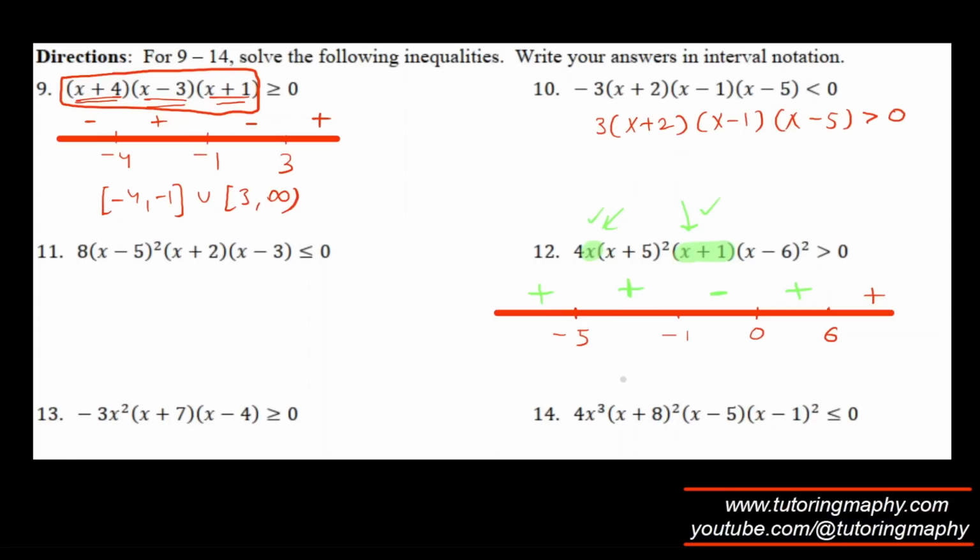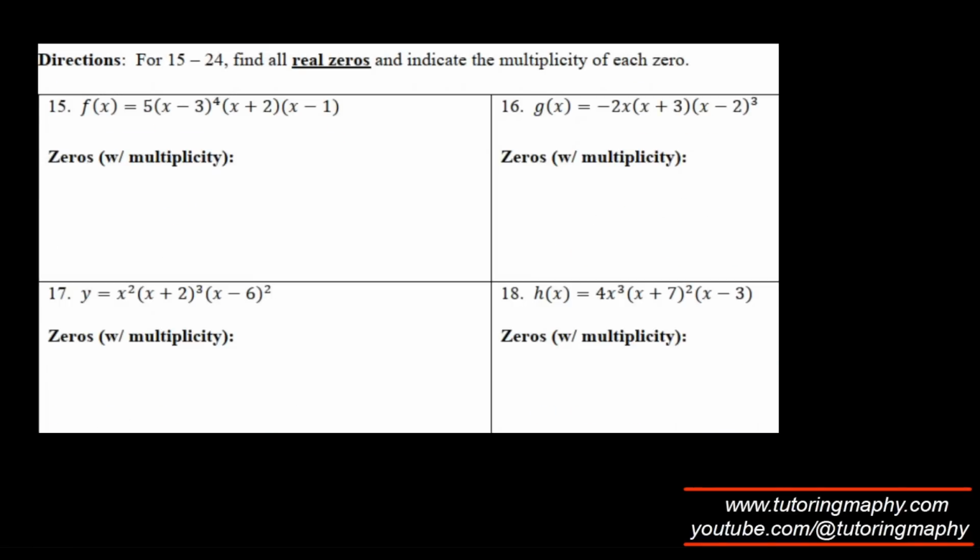They need positive, so my answer is -infinity to -5. Remember, you need to break at -5 because equal to 0 is not allowed. Union -5 to -1, union 0 to 6. That's the answer. All right, I'm pretty sure you can handle these questions, so I'm going to skip these.